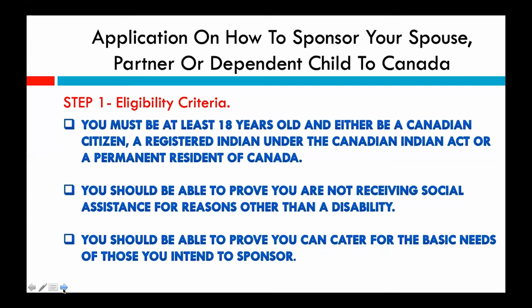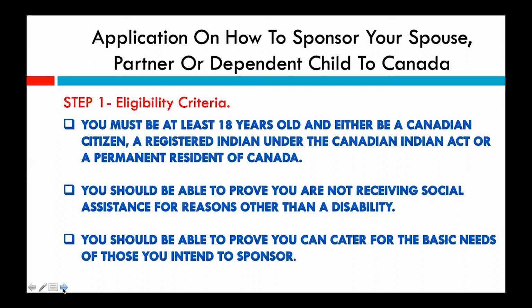I'm going to be showing you guys an application on how to sponsor your spouse, partner, or dependent child to Canada. And this is going to be a three-step format. Step 1, eligibility criteria. Step 2, document checklist and requirements. And step 3, filling out the forms, paying your fees, and submitting your application. Let's quickly dive in.